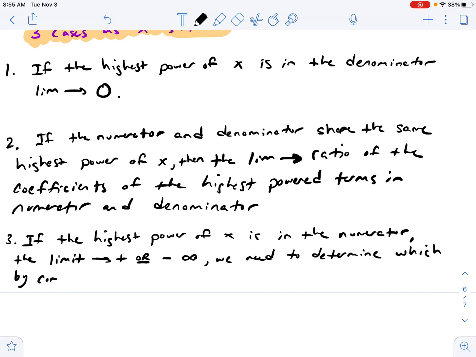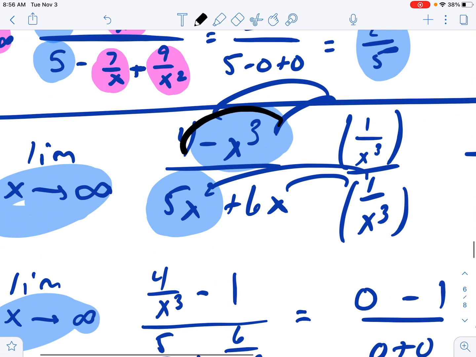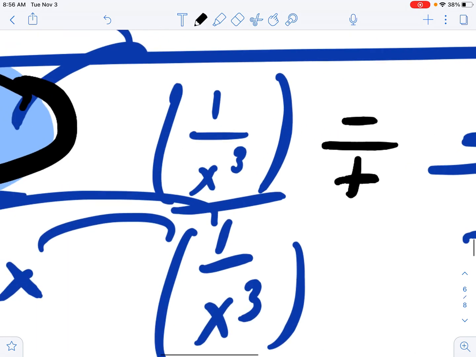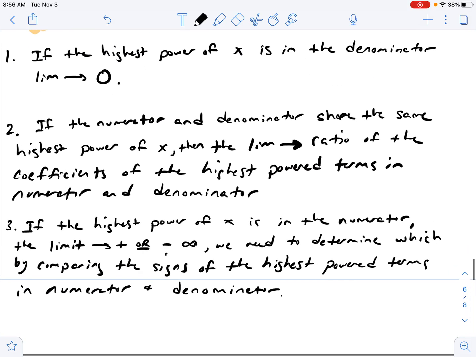which, by comparing the signs of the highest power terms in numerator and denominator. It's exactly what we did up here. Highest power up top went to negative infinity cubed, positive infinity squared. We got a negative over a positive. That's what told us negative infinity. So there's our cases.